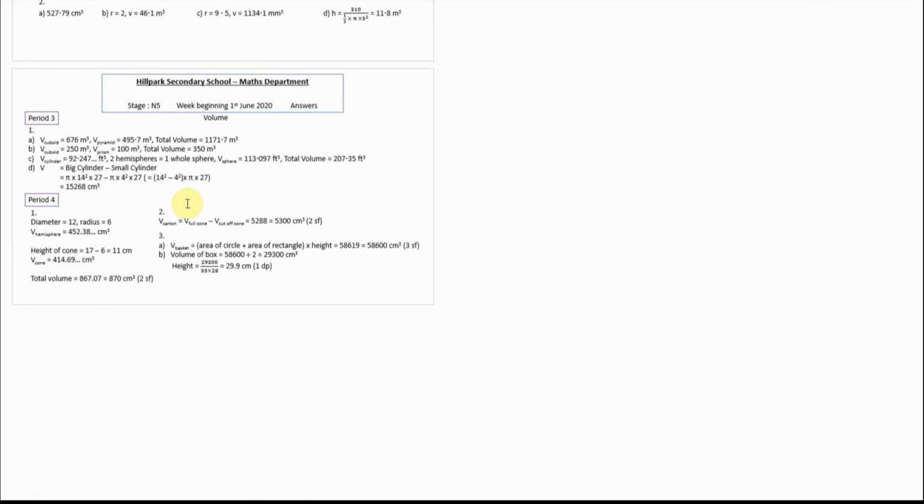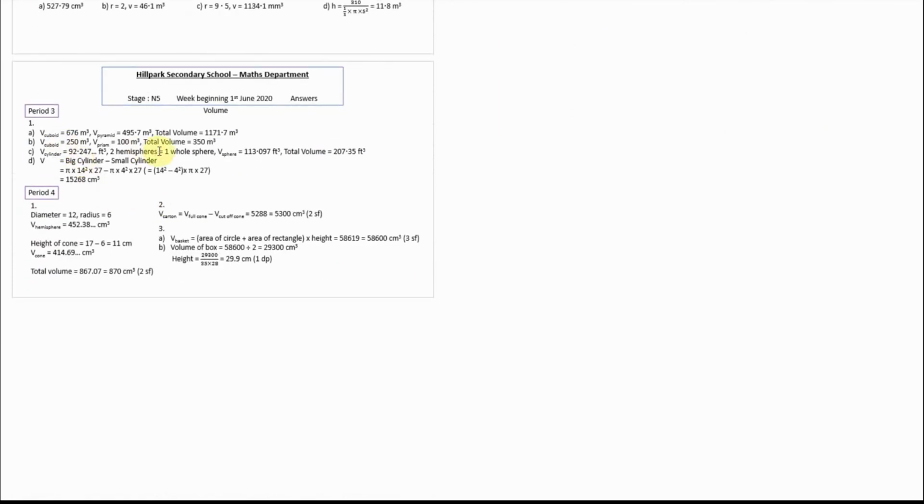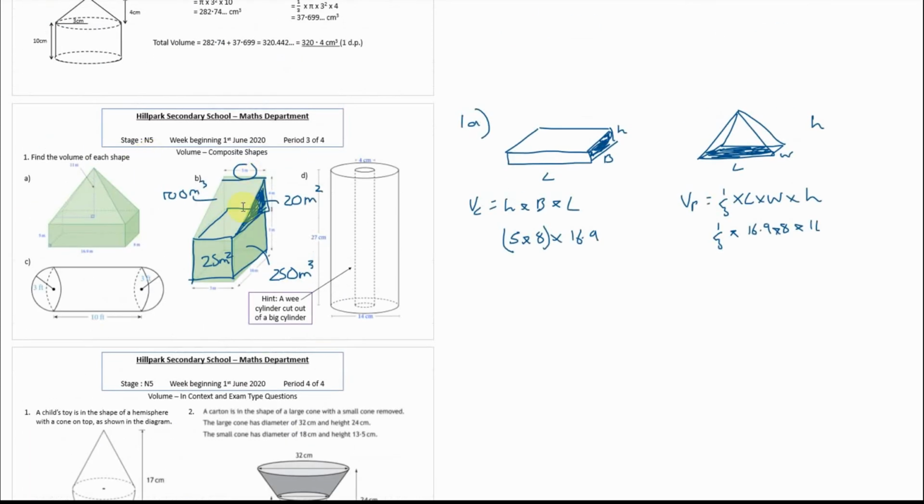I'll just check that's right. Sure it is. Yeah. Okay. So we've got all the answers down here as well, nice and straightforward. But yeah, just nice and easy. We've got our cuboid and our triangular prism, cuboid and our cone. Okay. Time for, yeah, we'll do these two as well.